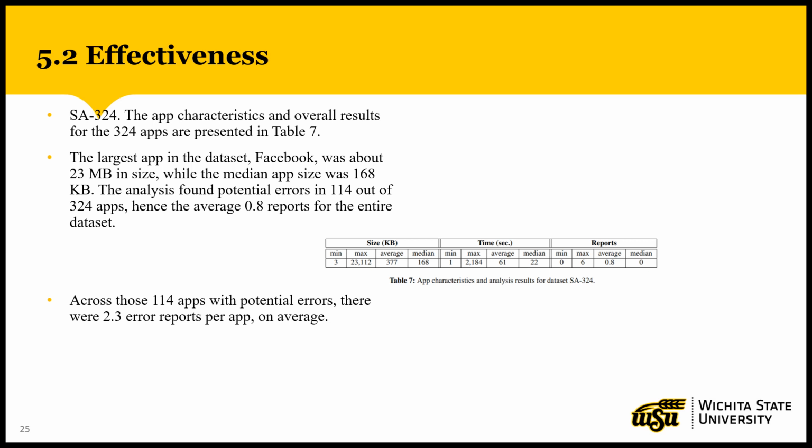Coming to the effectiveness on SA324, the app characteristics and overall results for the 324 apps are presented in table 7. The largest app in the dataset, Facebook, was about 23 MB in size, while the median app size was 168 KB. The analysis found potential errors in 114 out of 324 apps, hence an average of 0.8 reports for the entire dataset. Across those 114 apps with potential errors, there were 2.3 error reports per app on average.